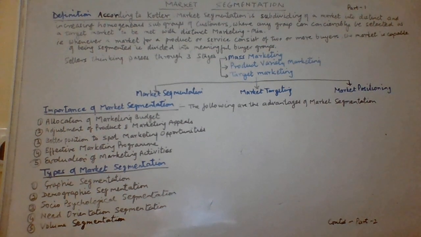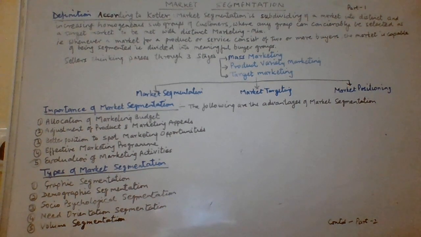Number two is adjustment of product and marketing appeals. Now this market segmentation helps to adjust the marketing appeals. Marketing appeals, for example, if I say advertising. Advertising again is very important. So the advertising should be based on various aspects, maybe regional language, maybe the culture and subculture of the people, geographical location. So many factors are taken into account.